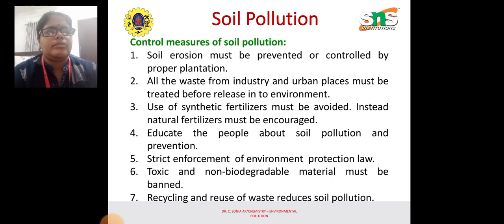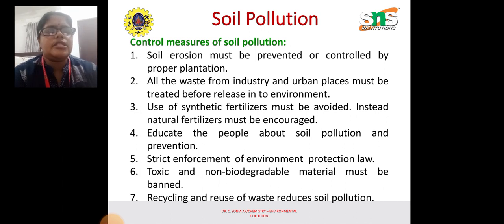Next is the control measures of soil pollution. We are facing a major issue due to the pollution of the soil, so it is very important that we identify the perfect control measures and control soil pollution. It's a need of the hour. Soil erosion must be prevented or controlled by proper plantation. All the waste from industry and urban places must be treated before release into the environment.